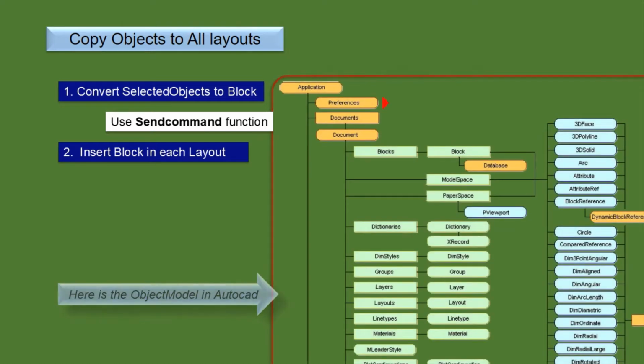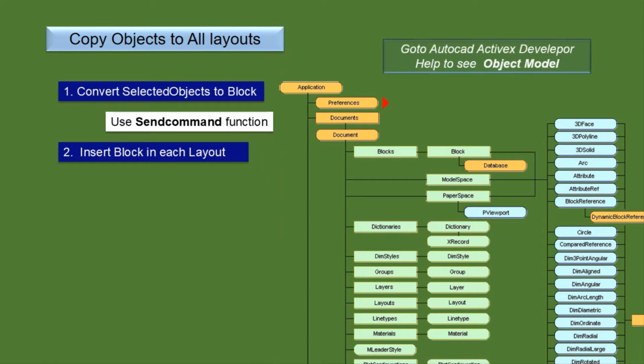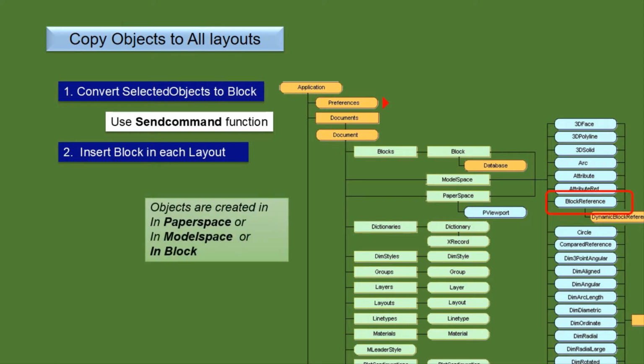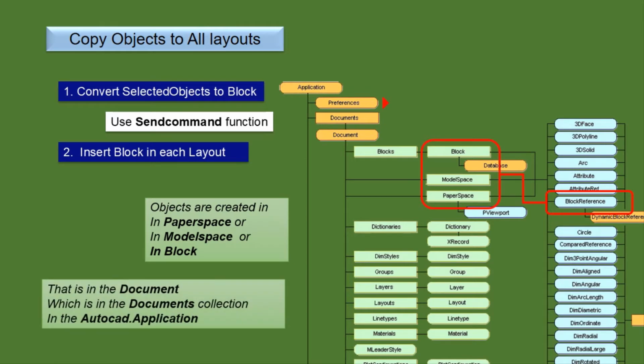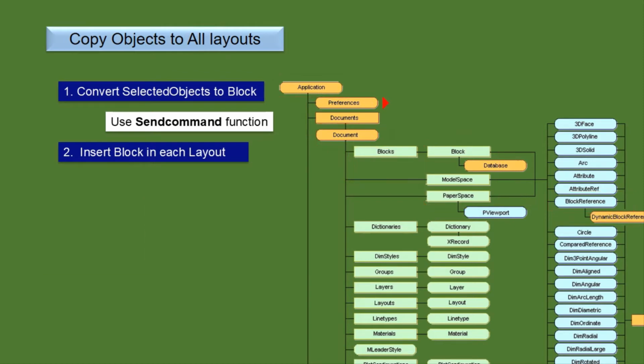This is the AutoCAD object model, which is available in the AutoCAD VBA help. You can go through the hierarchy so that you will understand how objects are added in the drawing. Here we are going to insert a block reference, which you can insert in paper space or model space or in a block, which belongs to the document, that is the drawing, which is in the AutoCAD application.